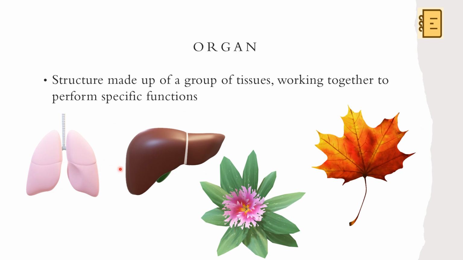Of course, these two are part of the human body, and these two are from plants. This one is called lungs. Lungs are part of what we call the respiratory system, but they are actually an organ. Then this one is liver. Liver is also an organ. This one is flower, which is part of the plant. Flower is an organ. And this one is leaf, which is also part of the plant, and this is also an organ. So all these here are organs made of different tissues combined together.